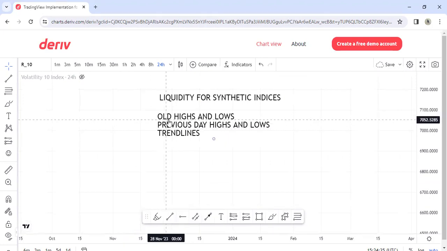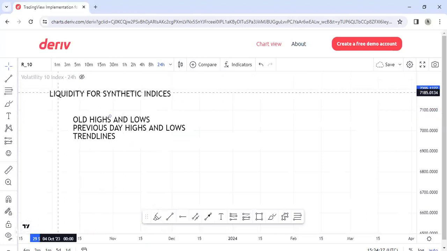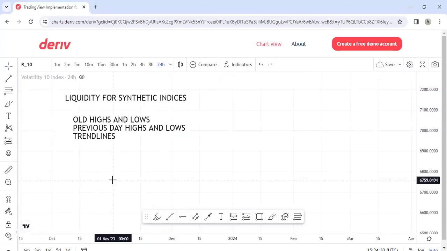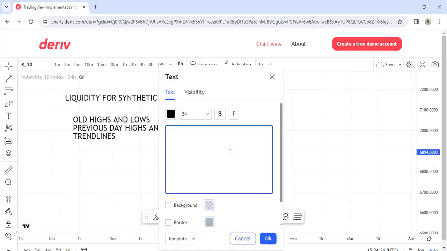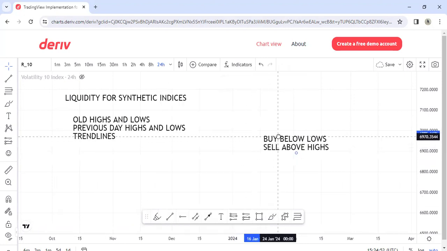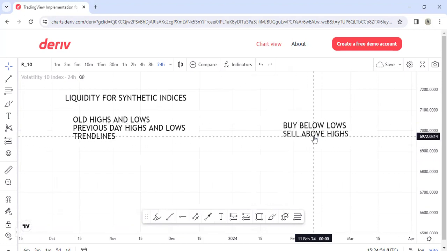Now, what is the importance of this? The importance is that the market is engineered. The smart money, or the algorithm of the market, is engineered to take liquidity. So as a smart money minded trader, you're looking to buy below lows and sell above highs, right? This is how a smart money minded trader is looking at the market.